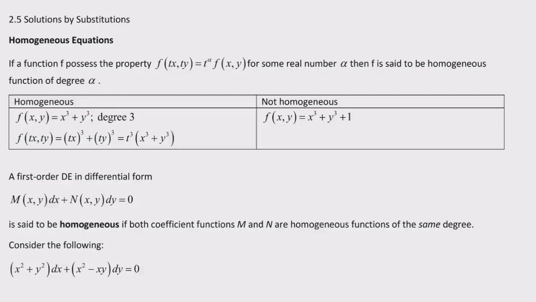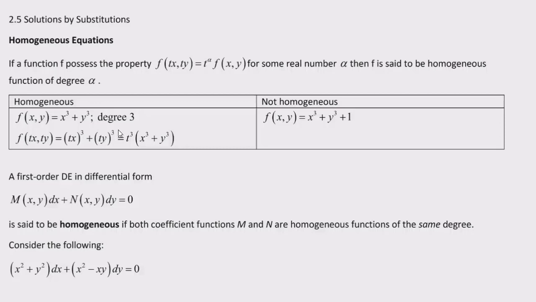So, all right, a homogeneous equation is an equation where I have a constant or a variable expression or something that I can factor out of the original function. So if a function f possesses the property where f of tx comma ty is such that t raised to some alpha essentially can be factored out of the function, then we say that this function is homogeneous to the degree of that alpha.